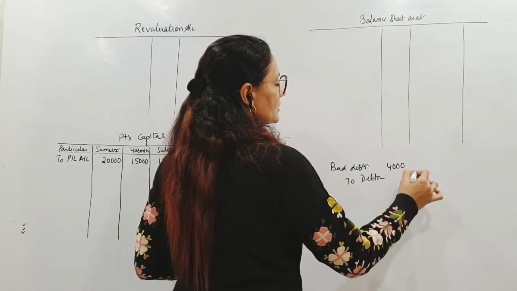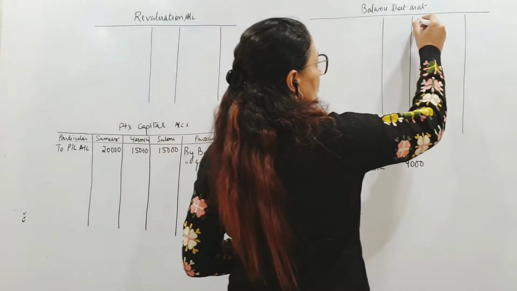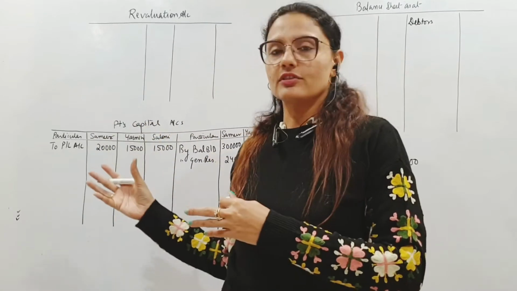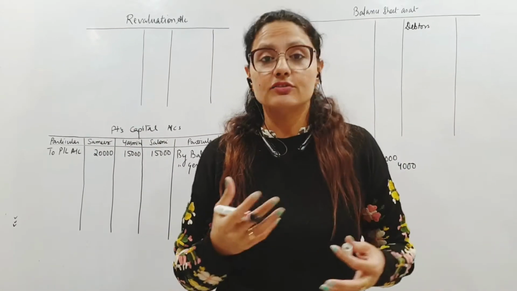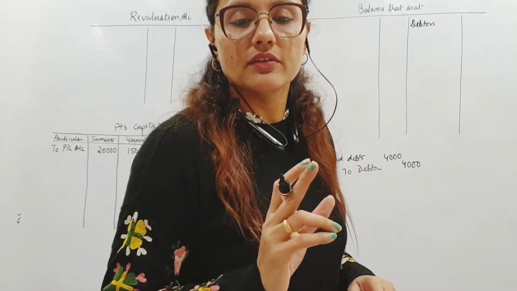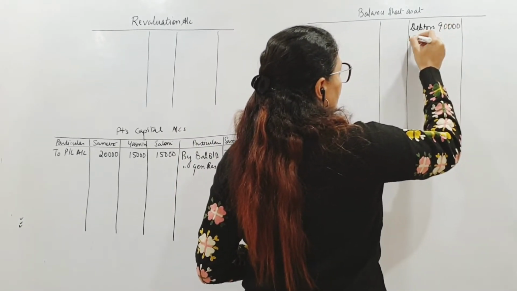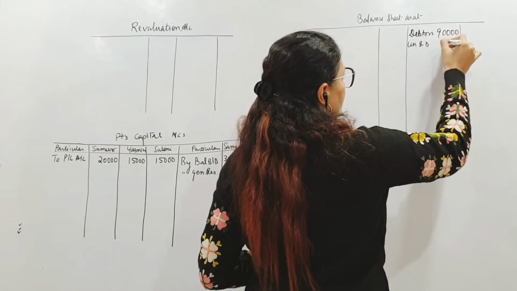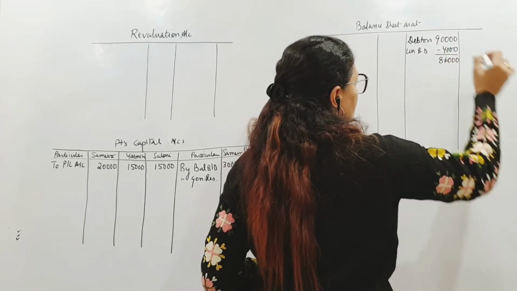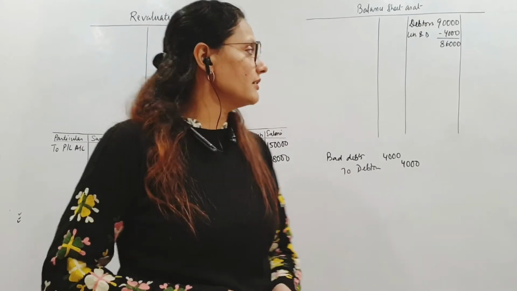4,000. So 4,000 will be reduced from debtors in the balance sheet. So I am doing everything together so that I do not miss out on anything. Sometimes what happens is we only do it in revaluation and forget the balance sheet, so the balance sheet will not tally. So all adjustments should be done in both the places. So 4,000 written off out of 90,000. Debtors are given as 90,000 less bad debts 4,000. How much is that? 86,000. Okay. So 86,000 is my net value of debtors if I write off bad debts.